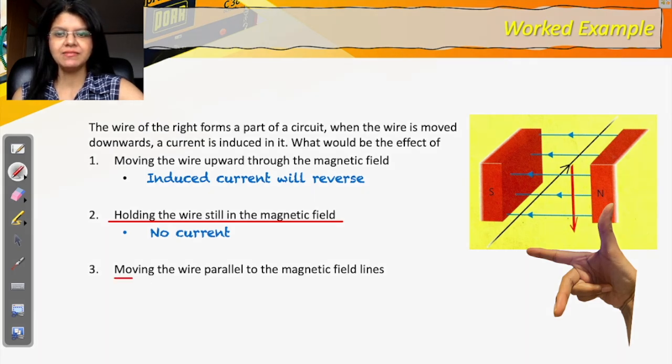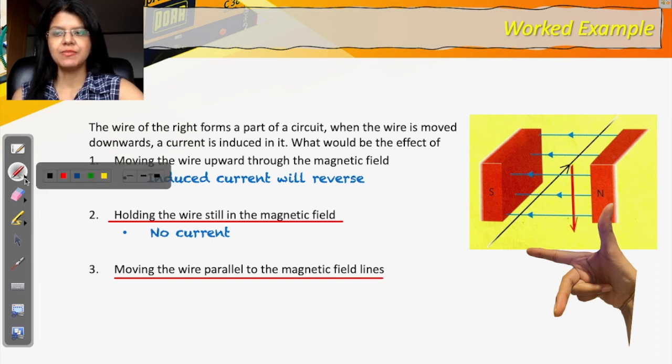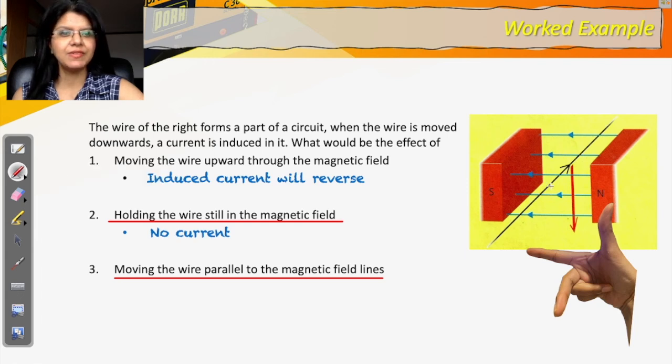Question number 3 now. Moving the wire parallel to the magnetic field. If you're moving the wire this way, this is called a parallel motion. So what does it mean? You're not moving the wire up or down, you're moving the wire sideways. It will also not produce any current.